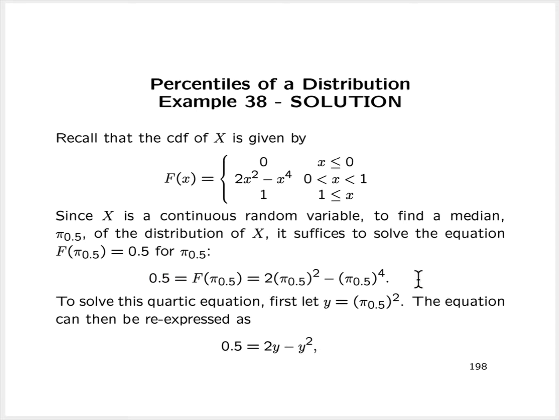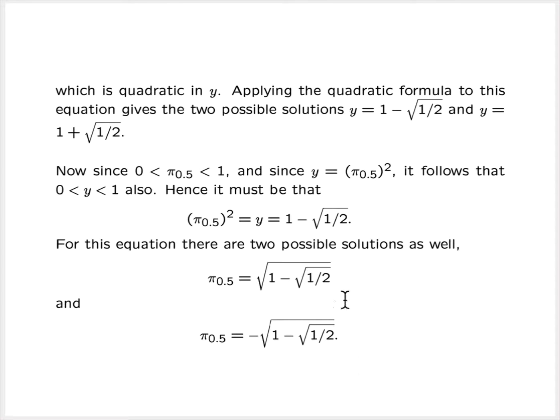Now, this is a quartic equation, and in order to solve this, let's use the following analytical device. Let's let y be equal to the square of pi sub 0.5. Then this quantity right here becomes y, and this quantity here becomes y squared. So this equation, re-expressed in terms of y, is 1/2 equal to 2 times y minus y squared. This is a quadratic equation in y, and it's much, much easier to solve.